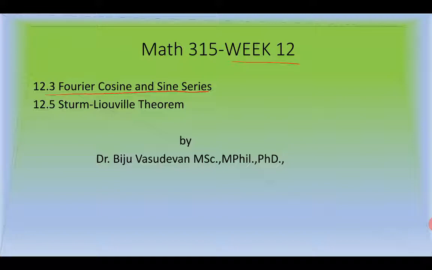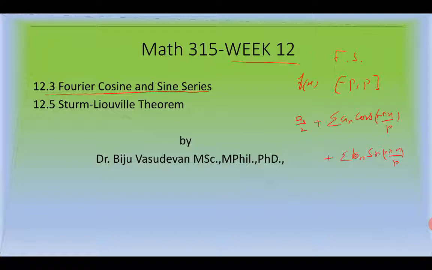In the last chapter, we discussed the Fourier series of a function f of x in the interval negative p to p. When we are asked to find the Fourier series, we expand the given function in both cosine and sine series. There will be a constant term a0 over 2, a cosine part, an cosine n pi x over p, and another part, the sine part, bn sine n pi x over p.